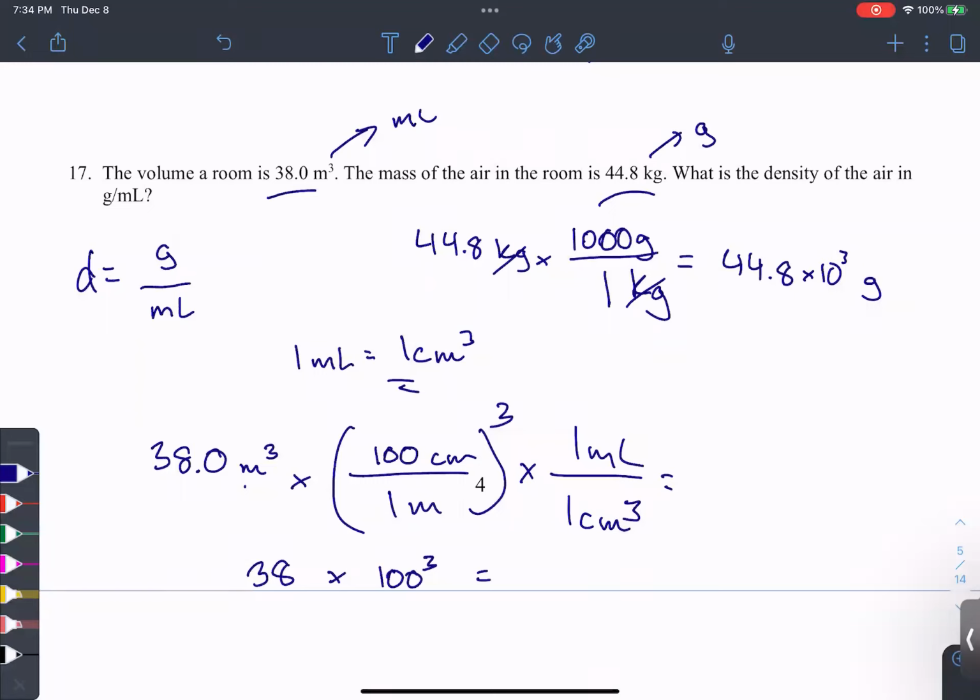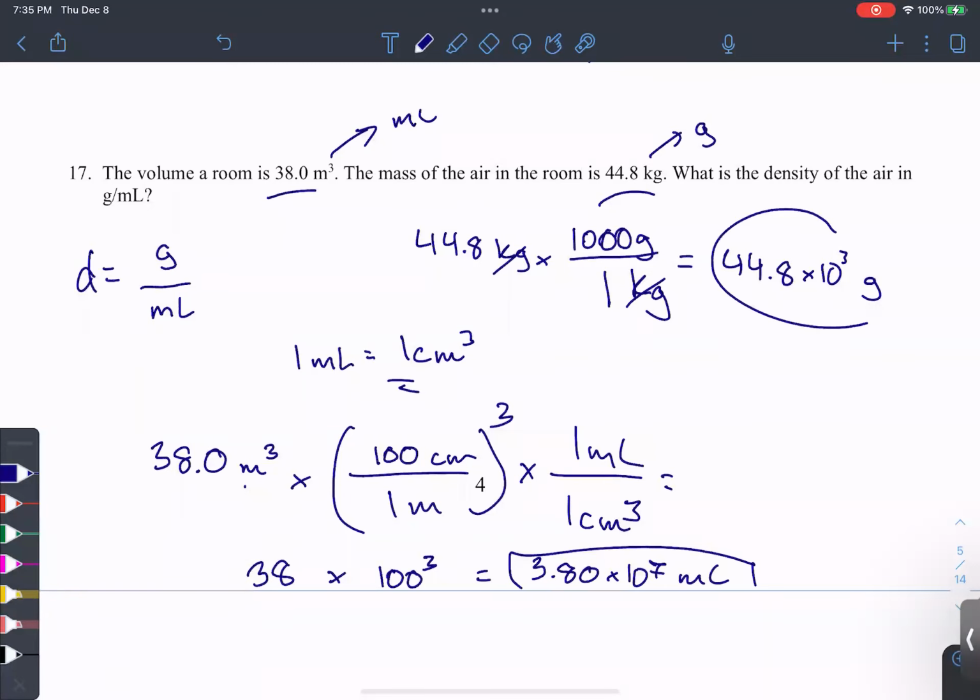So I don't know what that is. Oh, wait, I have my key. Where is it? I don't know. It's something. 3.8 times 10 to the 7 milliliters. Okay. So there's my denominator. There's my numerator. Just do the math.